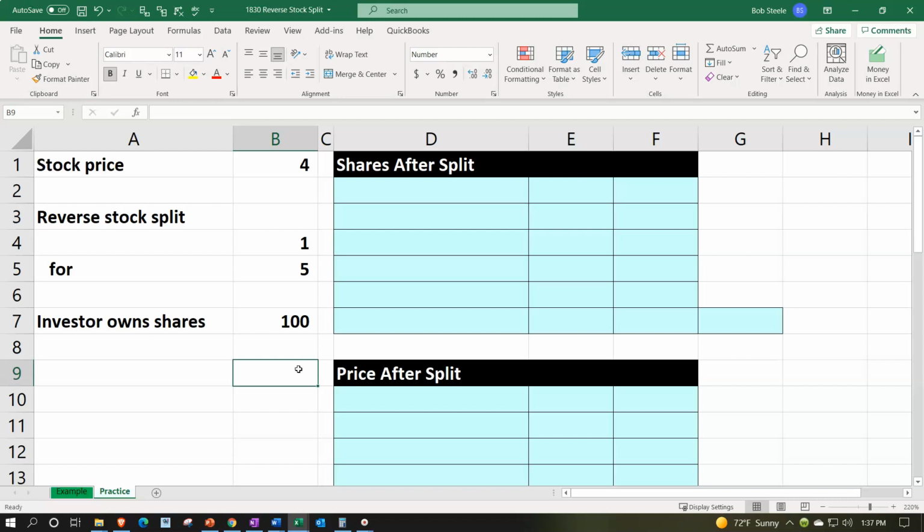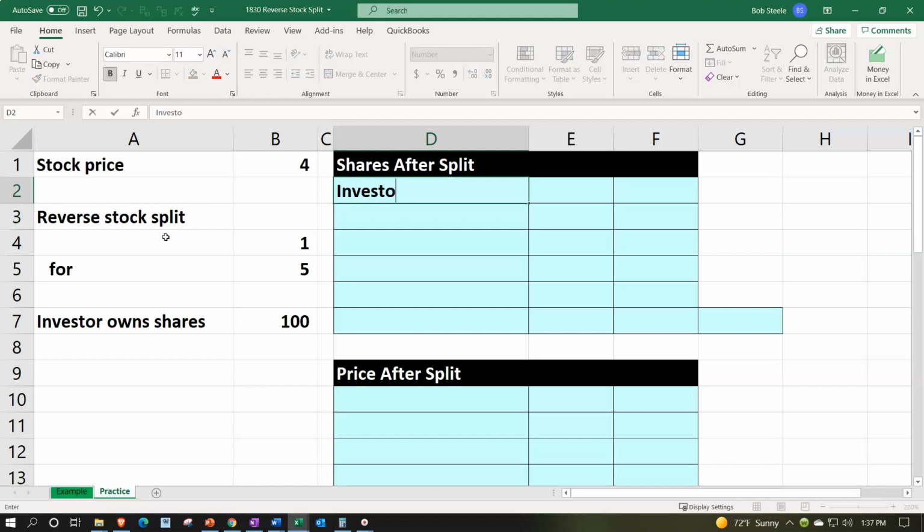So let's see how this would work out. We're going to imagine we've got a stock price of $4. The reverse stock split is going to be a 1 for 5. So instead of a stock split of 5 for 1, 5 shares for 1, we've got a 1 for 5, meaning if you have 5 shares, it's going to be shrunk down to 1 share, kind of the reverse of the split. And we're going to imagine this from the standpoint of an investor who owns 100 shares at the starting point. So let's say that we have the investor.